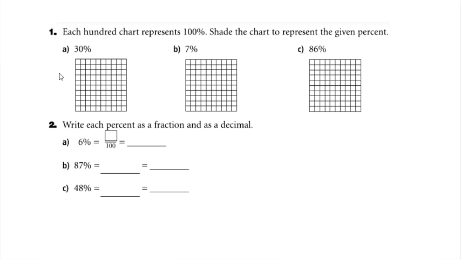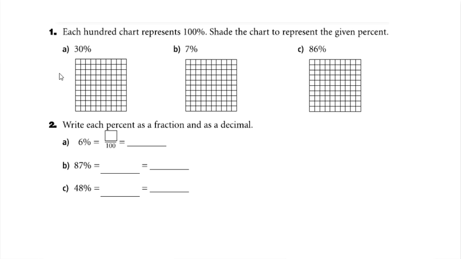And I think the most efficient way to do that would be to just shade in 3 whole rows, right? Because we said there's 10 in each row, so we'd go 10, 20, 30. So 3 whole rows or 3 whole columns, whatever way you want to look at it.